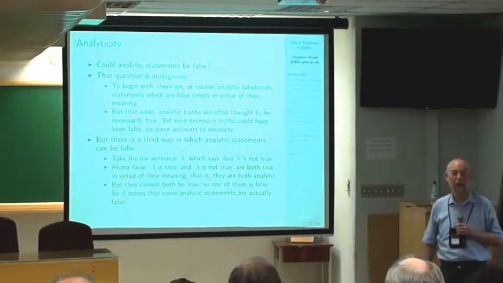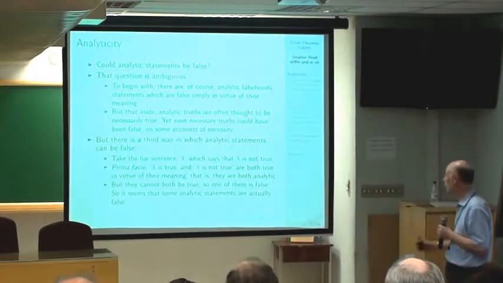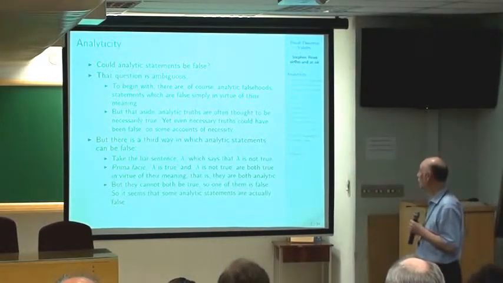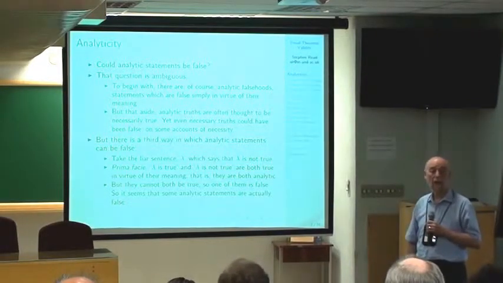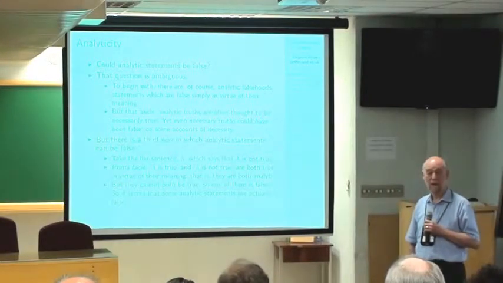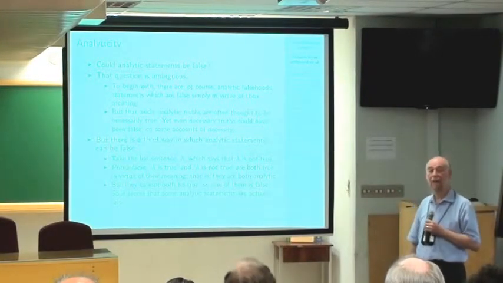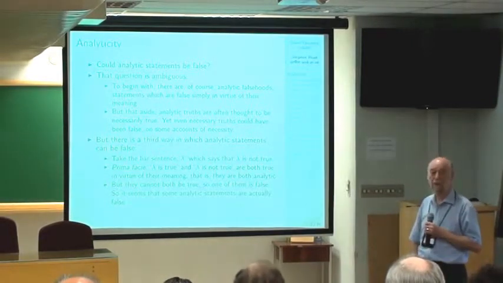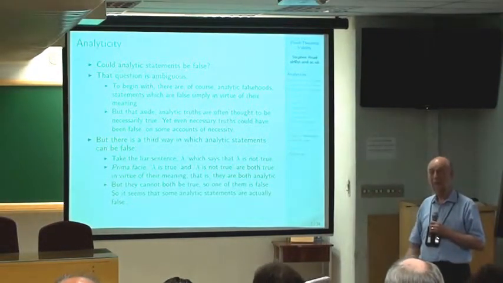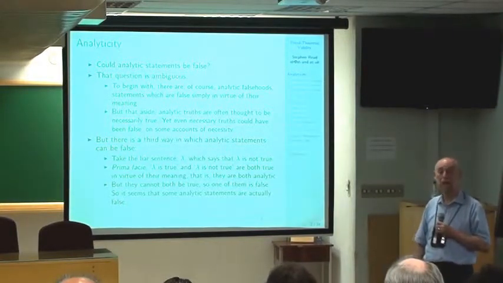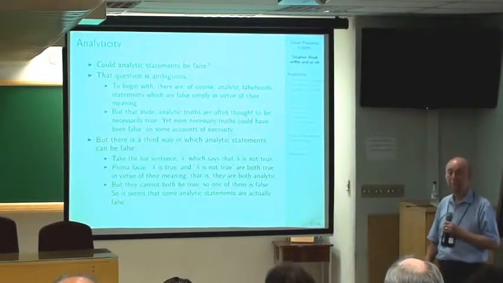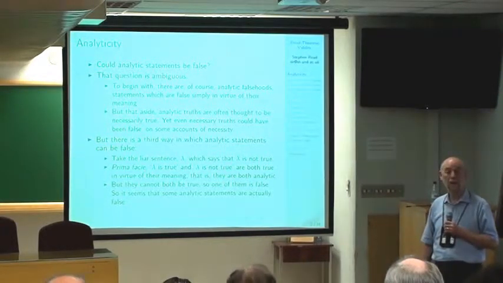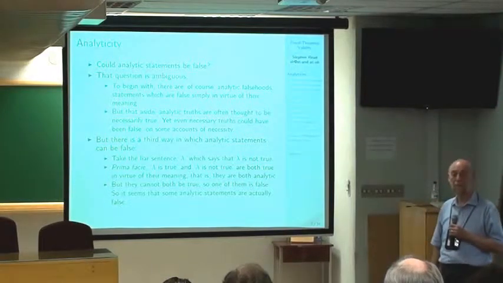But actually, I think there's a third way in which analytic statements can be false. And the central example I'm going to take here is the liar sentence. Prima facie, the liar sentence says of itself that it's not true, and in fact, that's true. As a matter of its meaning, the liar statement is in fact true. It's true in virtue of its meaning. But of course, we're also committed to the fact that a statement that says something is true and another statement that says that it's not true can't both be true. They're contradictory. We're committed to the principle that contradictory statements can't both be true. So in fact, the liar statement is also not true. It's false. But it's false as a matter of meaning.